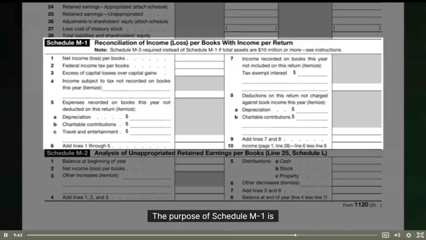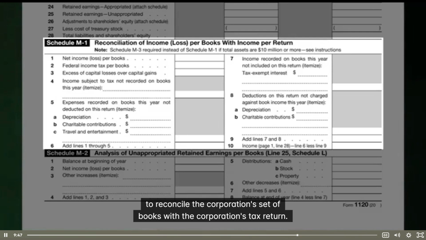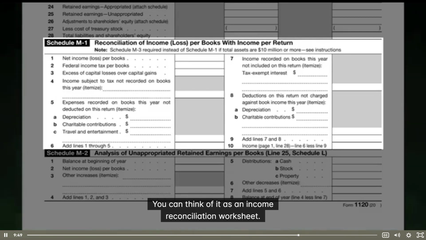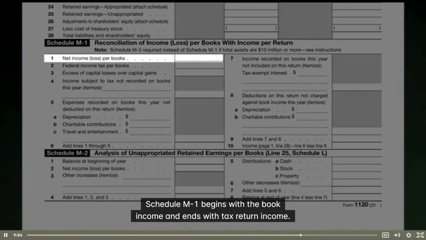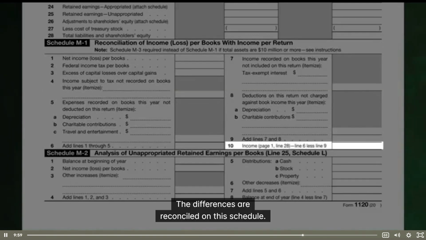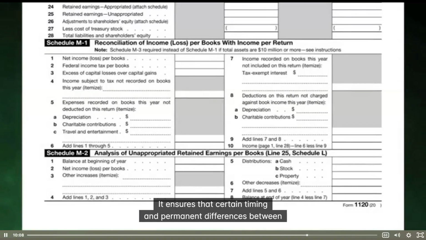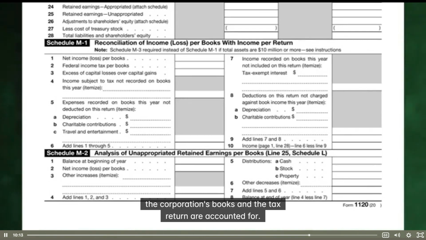The purpose of Schedule M-1 is to reconcile the corporation's set of books with the corporation's tax return. You can think of it as an income reconciliation worksheet. Schedule M-1 begins with the book income and ends with tax return income. The differences are reconciled on this schedule. The reconciliation process benefits the corporation as much as it meets IRS requirements. It ensures that certain timing and permanent differences between the corporation's books and the tax return are accounted for.